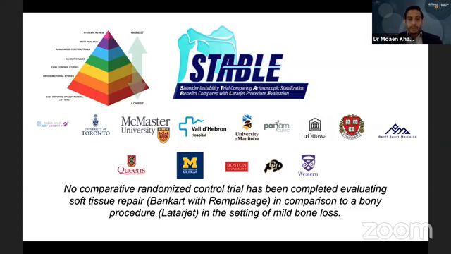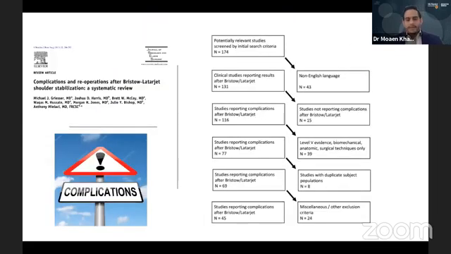So this is a study that we're doing, being led out of McMaster, that is an international trial to find out what is the optimal treatment in this patient population. So stay tuned for those results when they come out. Now, there are always complications or risks with the lateral J procedure. It is a technically demanding procedure.